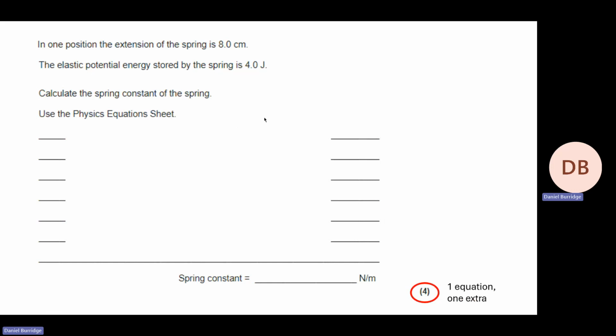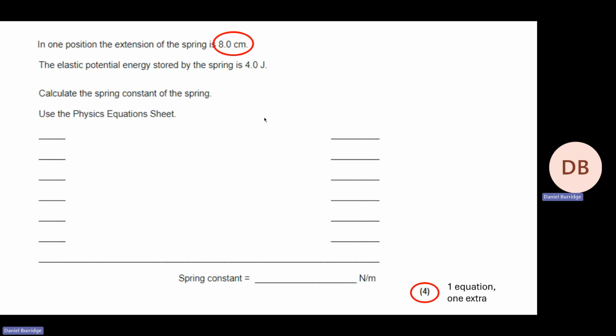My elastic potential energy in the second line is given as 4 joules. Joules is the correct unit. I don't need to worry about that at all. But then the extension of the spring, which is a length, is in centimeters. That's an issue. So that's going to be my extra thing. I know that meters is what I should use. This was that exception. And this was where it's 100 instead of 1,000.